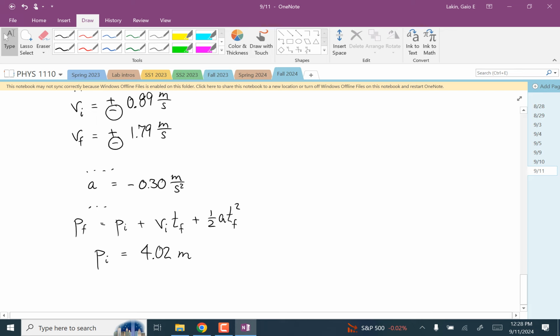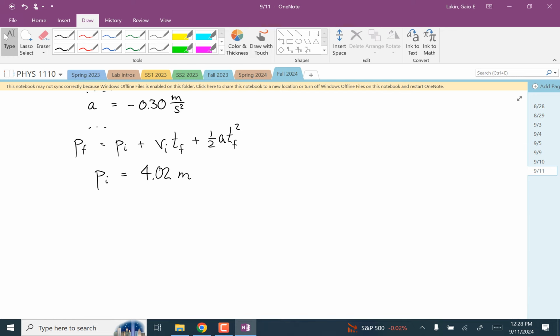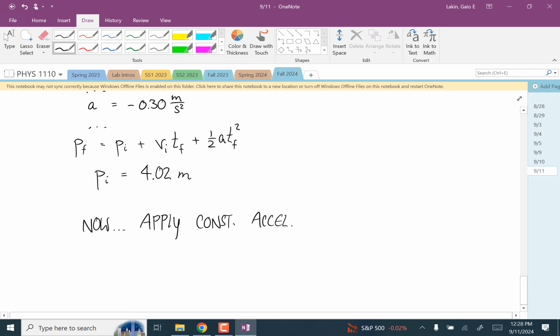All right, so now we're going to use the constant acceleration equations for the most important class of constant acceleration problems. So we're going to apply the constant acceleration equations to free fall and projectile motion.